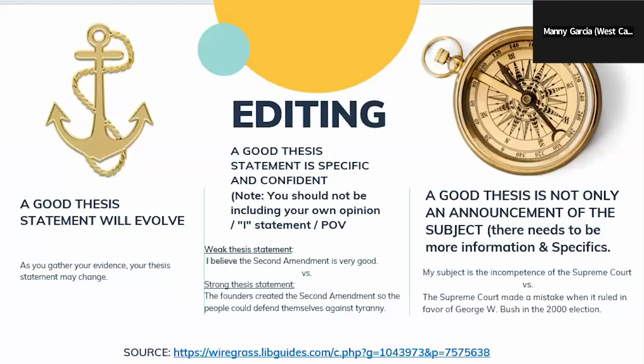What makes a strong thesis statement strong also is that there is a reasoning behind it. The founders created the Second Amendment so the people could defend themselves against tyranny. This thesis statement presents an argument. It presents that the founders created this amendment in the auspice that the people could use it to defend themselves. It's not telling us whether it's good or bad. It's merely presenting to us a point.